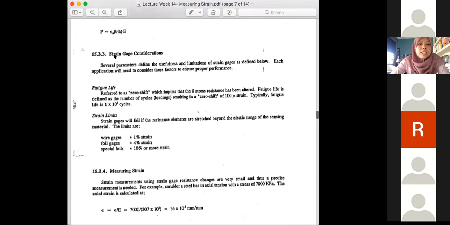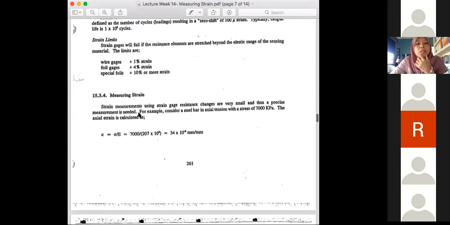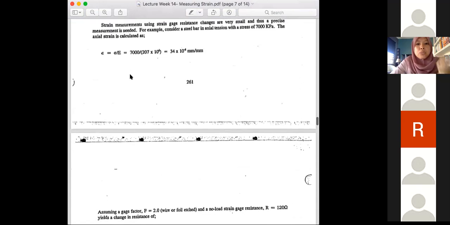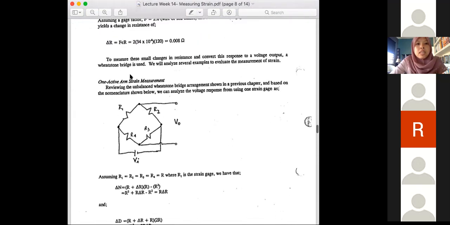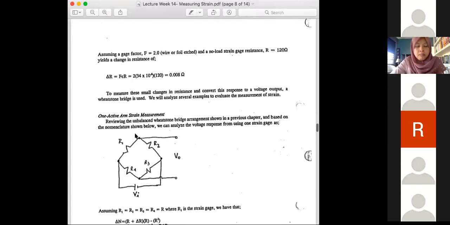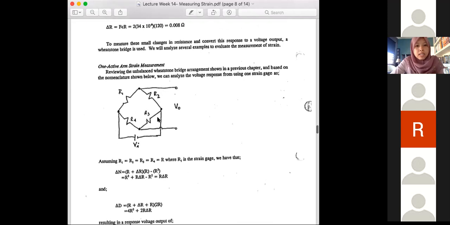Okay, seterusnya these are a few considerations that we need to understand on how we choose the strain gauge. Okay, lepas tu akan ada contoh on how we measure and how we do the calculation of strain. So ini nanti akan ada satu group yang akan go through this example dan cuba explain kepada kelas. Okay, so this example of measuring strains is actually using Wheatstone bridge yang kita dah belajar before. So hopefully you can relate with the example today.